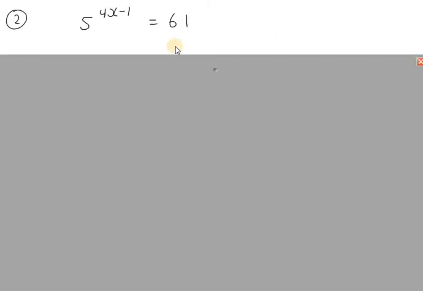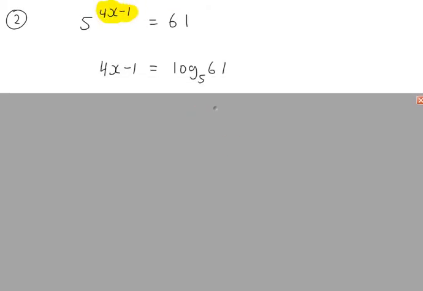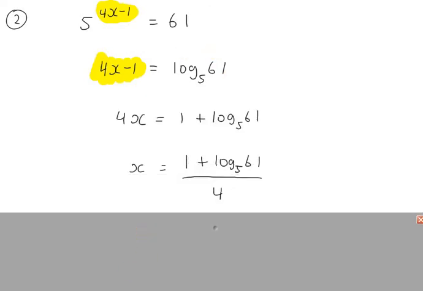Example 2. So we're looking for x, and it's in the power. So I can write this in log form. So power equals log base 5 of 61. And then I need to add 1 to this and then divide by 4. That's the exact value of x.